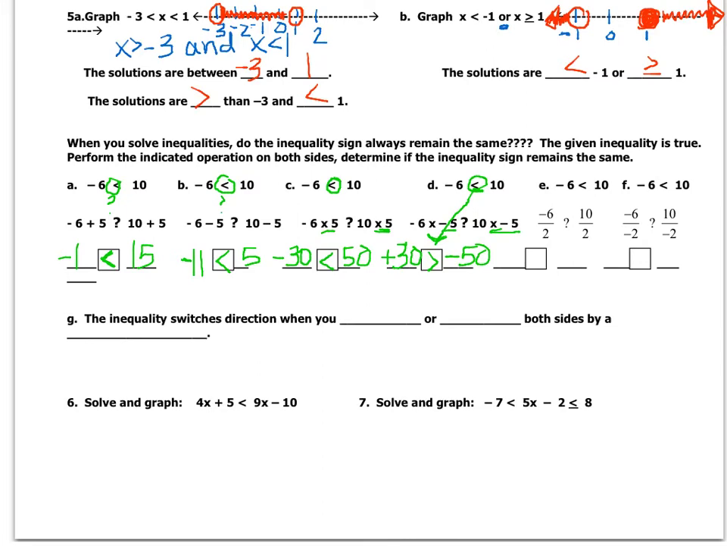So the inequality switches direction when you multiply. I should say, and I don't have a space, multiply.